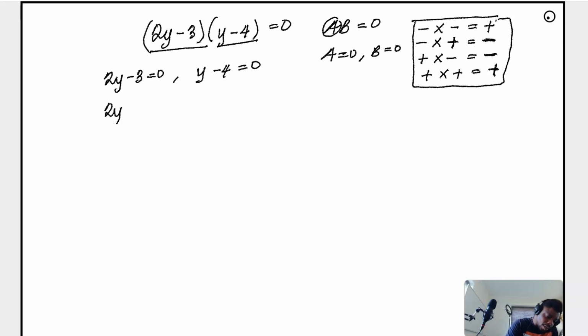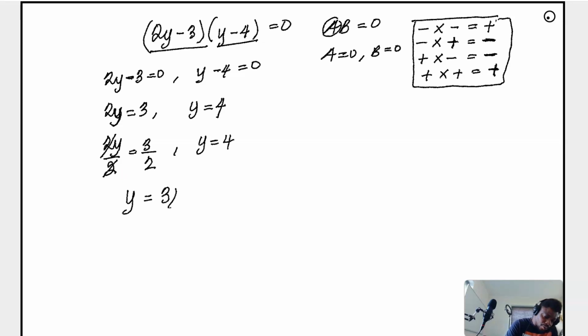So here, 2y, I can take minus 3 to the other side. So this is 3. And I can take minus 4 to the other side. So this is 4. I'm looking for y. Divide through by 2 so that I can get my y standing alone. So here I have y is equal to 3 over 2 or 4. Easy.